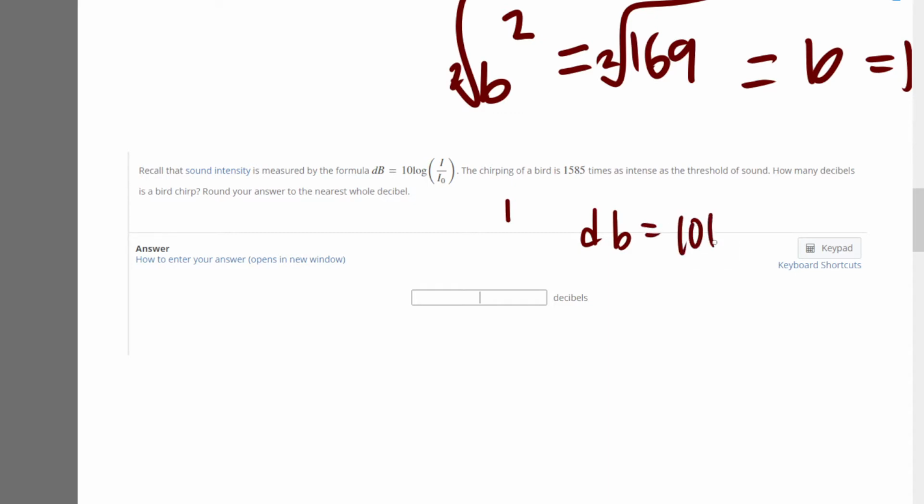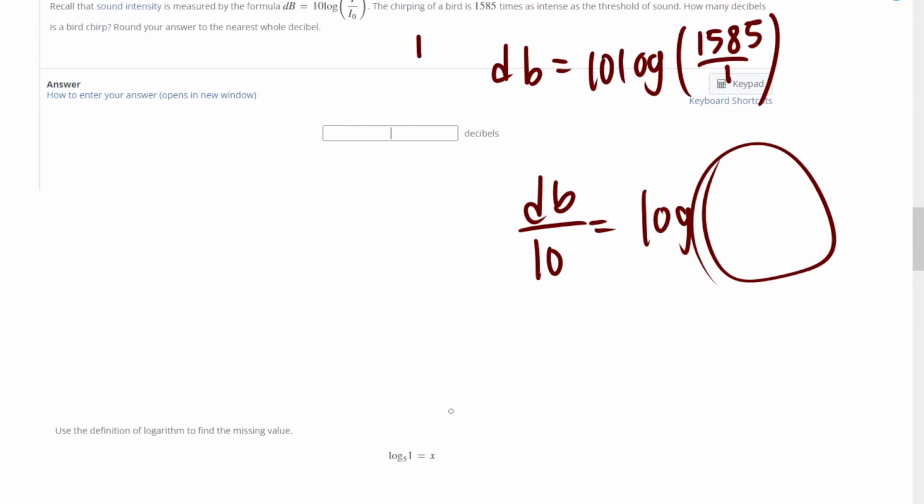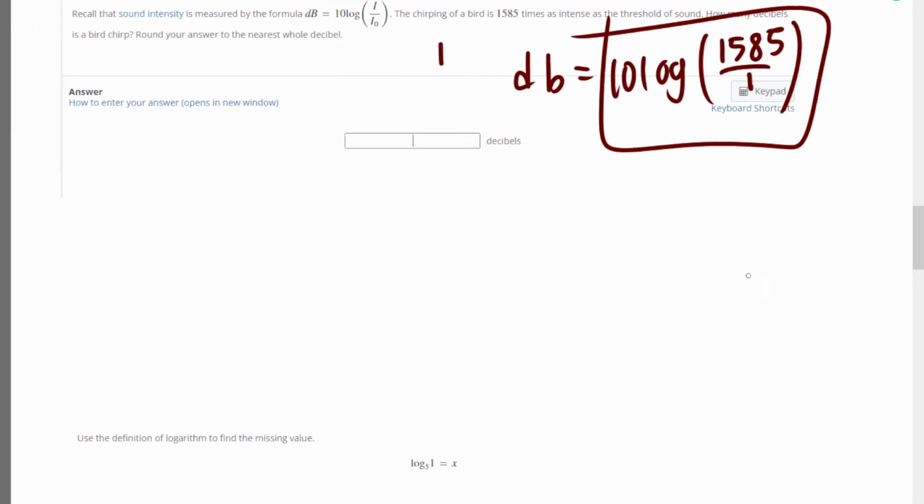Decibels is equal to 10 log of 1,585 over 1, basically. We want to divide both sides by 10. So dB divided by 10 is equal to the logarithm of our number. And then we have 10 to the dB over 10. Hold on, wait a second. Give me just 2 seconds to rethink this one. Okay, my bad. I was overcomplicating things. We don't need to divide by 10 or anything. All we need to do is plug this into our calculator, and it will give us our decibels.